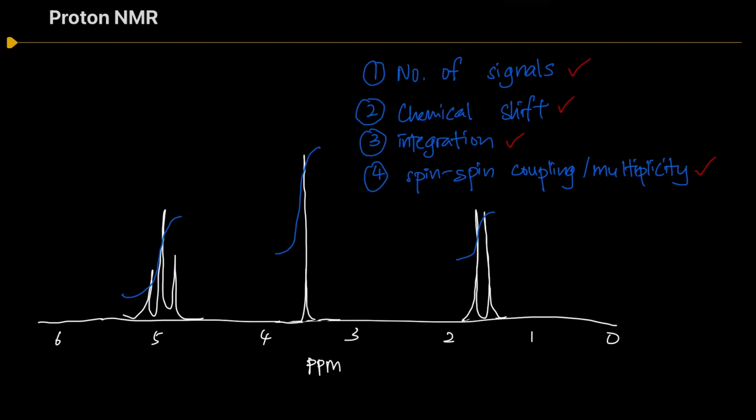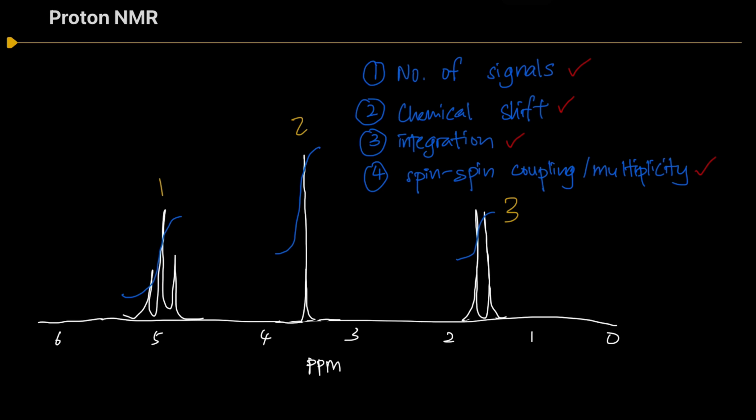As you can see here, I have this example, drawn by me. You can see there are three signals: one signal, two signals, and three signals. So these are the number of signals that later I'm going to share with you.